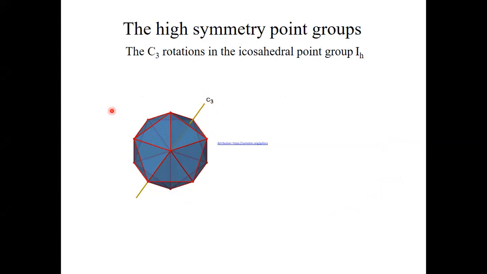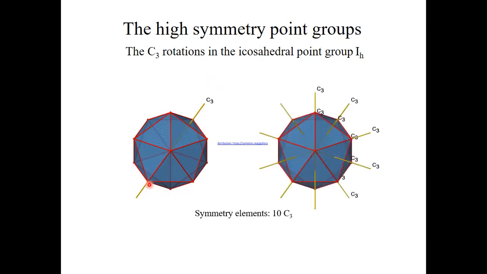Therefore, we can relatively easily count how many C3 axes we have. Each C3 goes through 2 opposite triangular faces. So how many faces do we have? An icosahedron has 20 faces, so we have 20 over 2, and that makes 10. You see here all the 10 C3 axes.